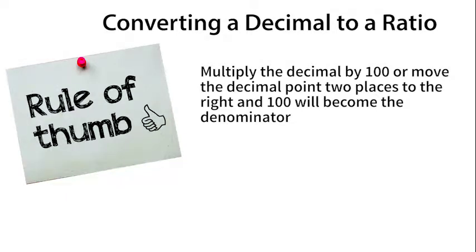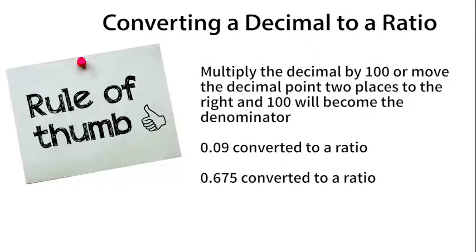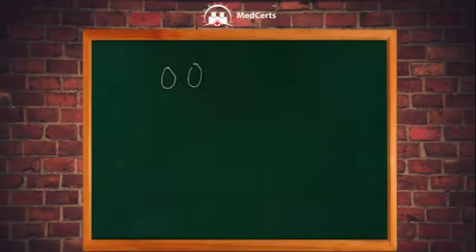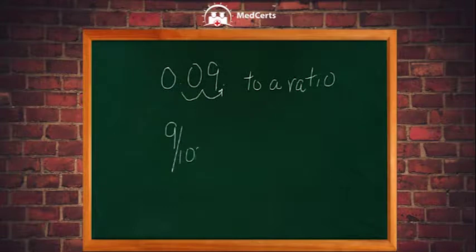So since we're setting up a ratio, we're still using the colon method, so then 100 would go to the right. So we have two examples. We're going to take 0.09 and convert it to a ratio, and we're going to take 0.675 and convert it to a ratio. If we take 0.09, our rule is to take our number and multiply it times 100. And since we're multiplying by 100, my decimal is going to go 2 places to the right. And this will be expressed as 9 over 100. Because a ratio is a part over a whole. So we look at 100 as our whole.